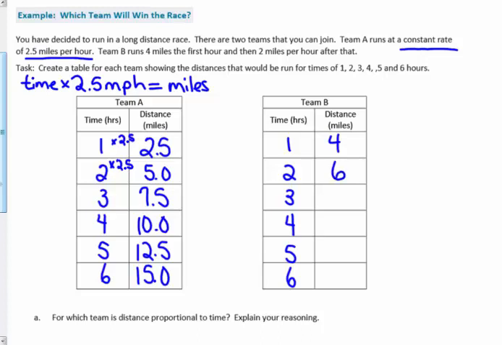I've now gone 6. I'm adding on another hour, so I go 2 more miles for that hour. At hour 3, now I've gone 8 total miles. Adding on another hour, I've gone 2 more miles for that hour. Now I've gone 10. At 5, adding on 2 more miles, I'm going to get 12. 6, adding on 2 more miles for that, I'm going to get 14.